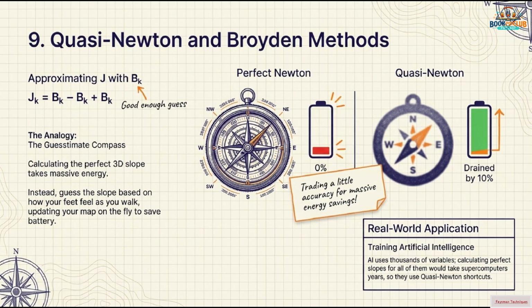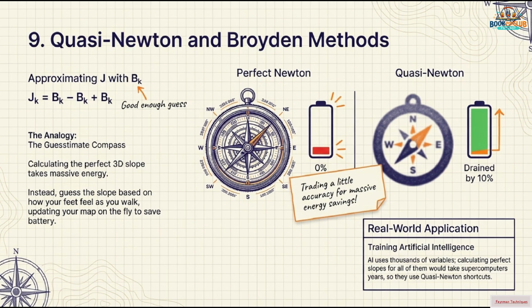And this specific shortcut is exactly how artificial intelligence is trained today. Wait, really? AI uses this? Yeah. An AI neural network doesn't just have 3 variables like a robotic arm. It has billions of variables. Calculating perfect slopes for all of them using a true Jacobian is practically impossible. The computers would melt. So they guesstimate the slopes. Exactly. They use these quasi-Newton shortcuts to train the AI in weeks instead of centuries.